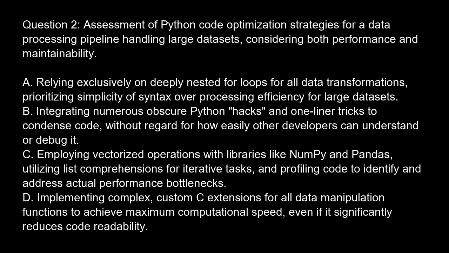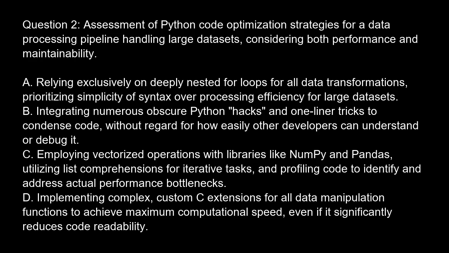Question 2. Assessment of Python code optimization strategies for a data processing pipeline handling large datasets, considering both performance and maintainability. Option A. Relying exclusively on deeply nested for loops for all data transformations, prioritizing simplicity of syntax over processing efficiency for large datasets.